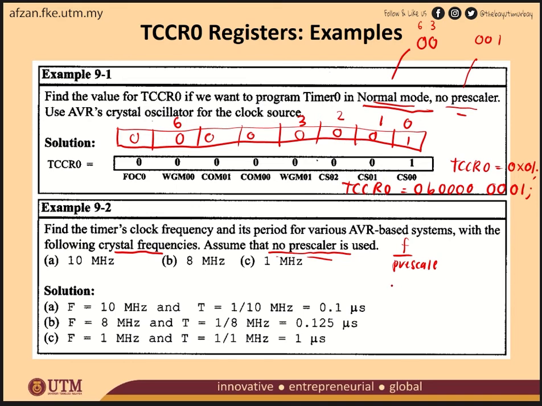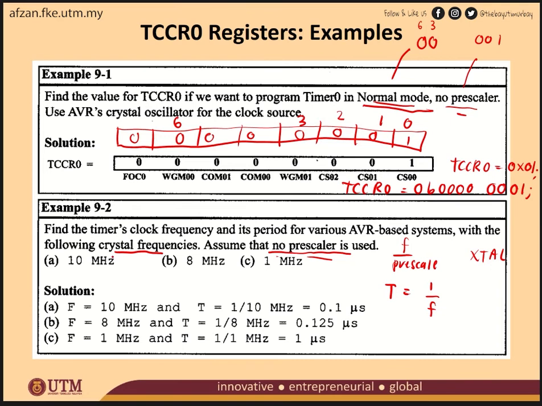The first one is T equal to 1 over F. T is your period, equal to 1 over frequency. Frequency is your crystal frequency, or sometimes we call it the oscillator or XTAL, or your microcontroller speed. That is your frequency. So to calculate the period, T equals 1 over F. For example here, you have a clock frequency and its period from various AVR-based systems.